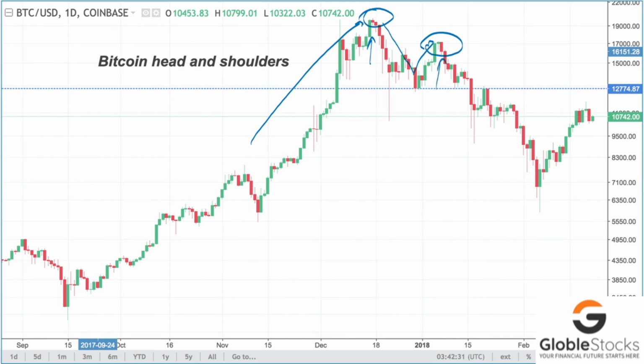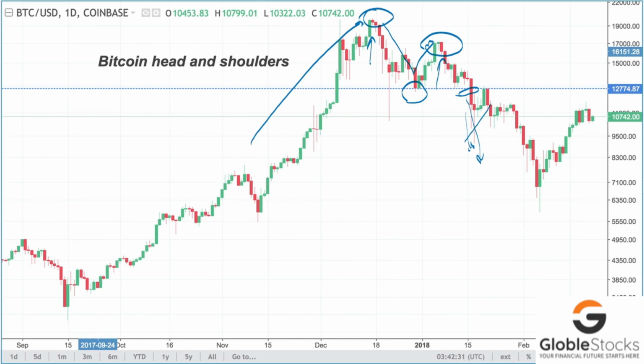Now, the key level here is the neckline. And the neckline starts from the first bounce. So when Bitcoin bounced at 12,774, it formed the neckline. And you'll see once this neckline was finally broken, prices dropped very rapidly. So this is a $3,000 drop in Bitcoin.